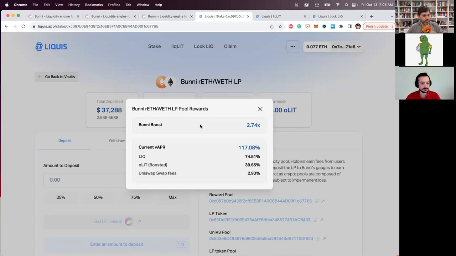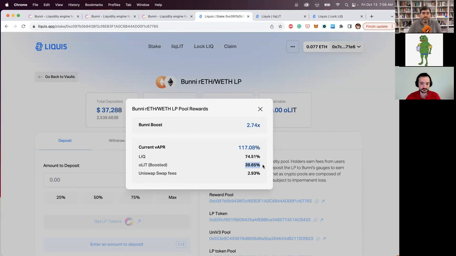So at the very bottom, you see Uniswap swap fees. That's the same number you saw on Bunni, the 2.9%. That's just people swapping rETH against ETH and paying a fee. The second one is boosted OLIT. On Bunni, you're earning 22%. On Liquis, you have the 2.74x booster, exactly, which leads to a 40% APR instead of 22. So if you are providing liquidity to Bunni, you will always make more when you deposit your LP tokens with Liquis. Nice. Why is that?